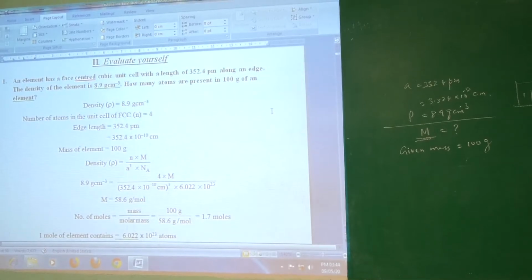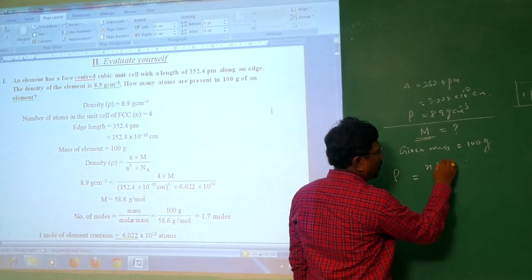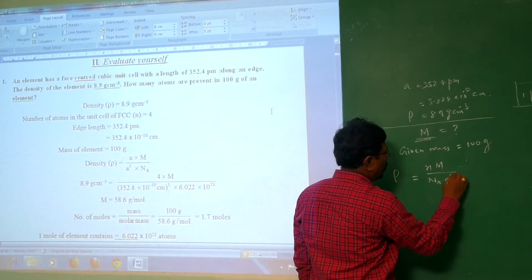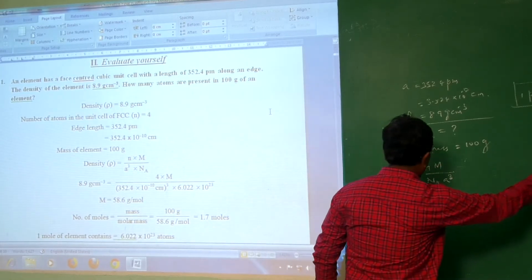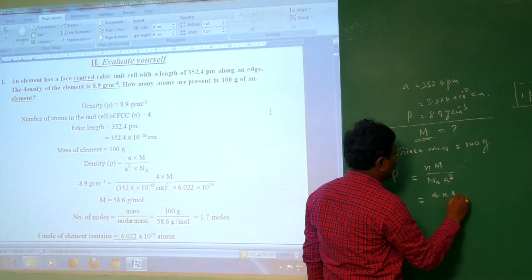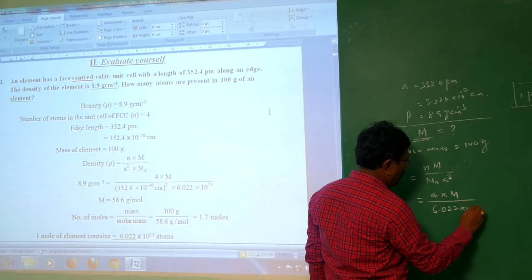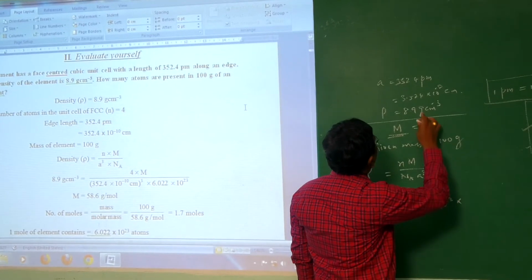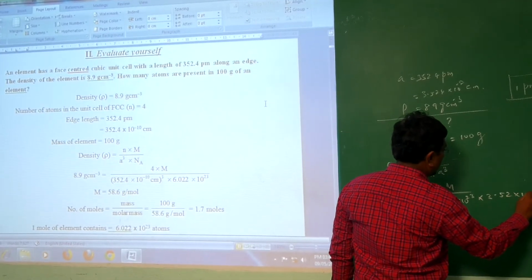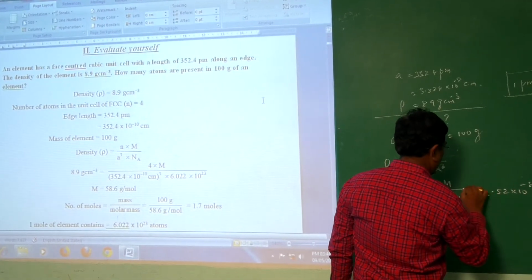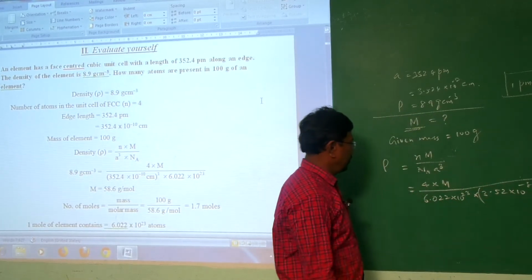To start with, we know that rho is equal to the formula N·M divided by Na·a cube. It is face-centered cubic, therefore N is equal to 4. Molar mass we have to calculate. Avogadro number is 6.022 × 10^23. a is given as 3.52 × 10^-8 centimeter, and it has to be cubed.